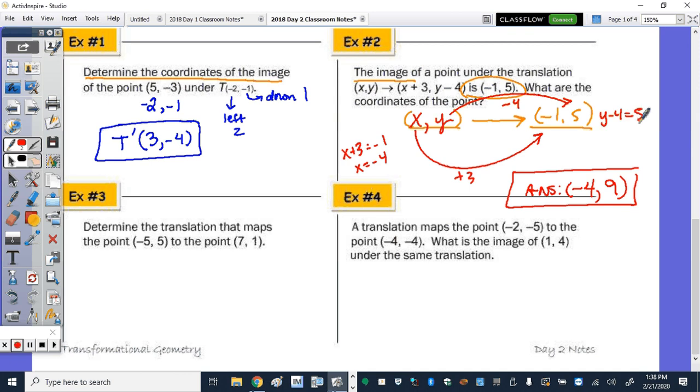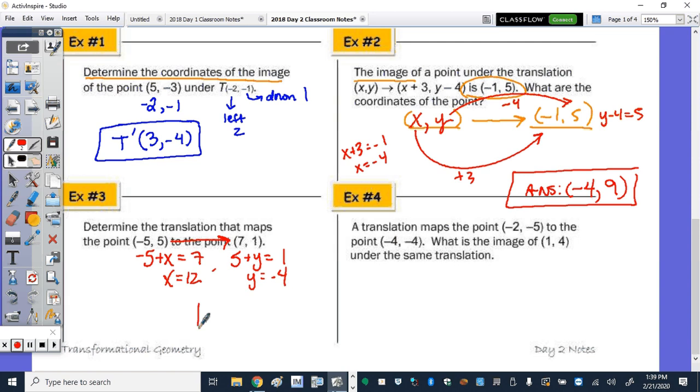Number 3, determine the translation. So what is the rule that maps -5, 5 to 7, 1? Well, you can set up an equation and say, okay, take -5 and add what to it to get 7? And take 5 and add what to it to get 1, and solve them both. Or you can simply do that in your head. So here we get 12 and here we get -4.